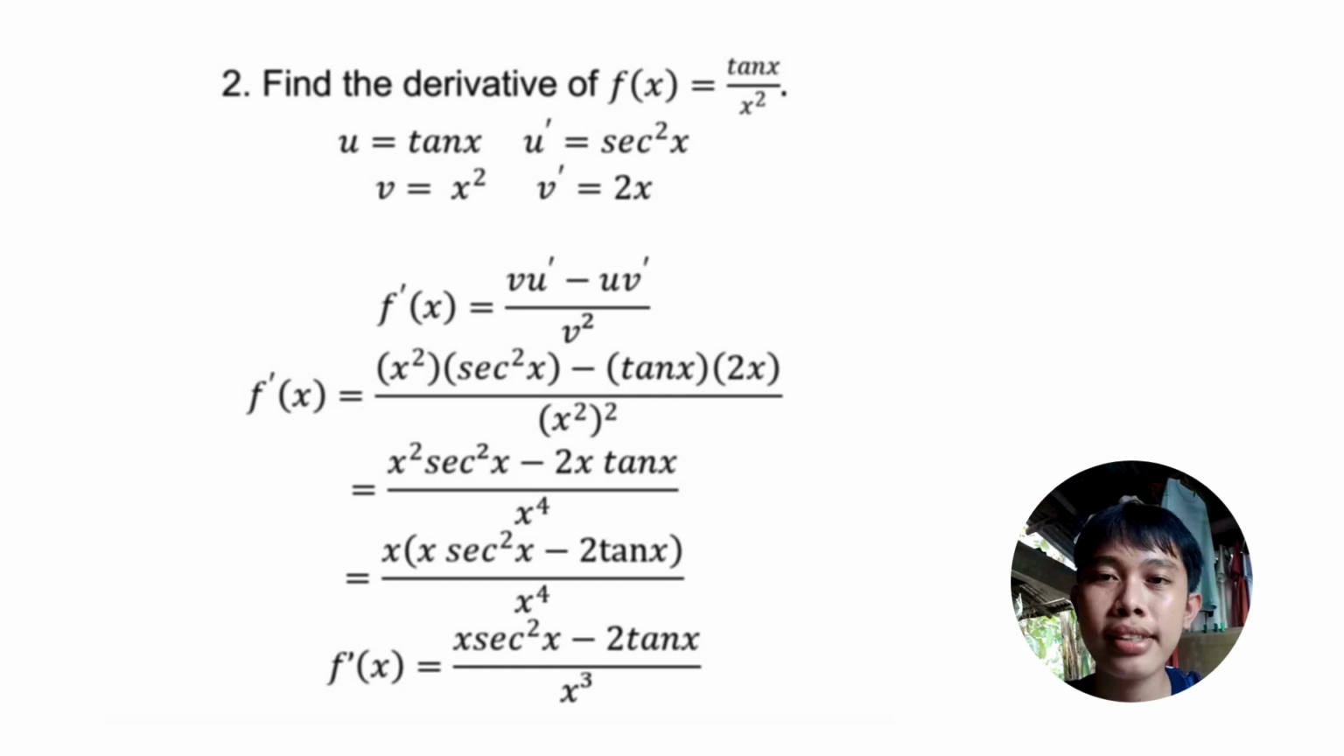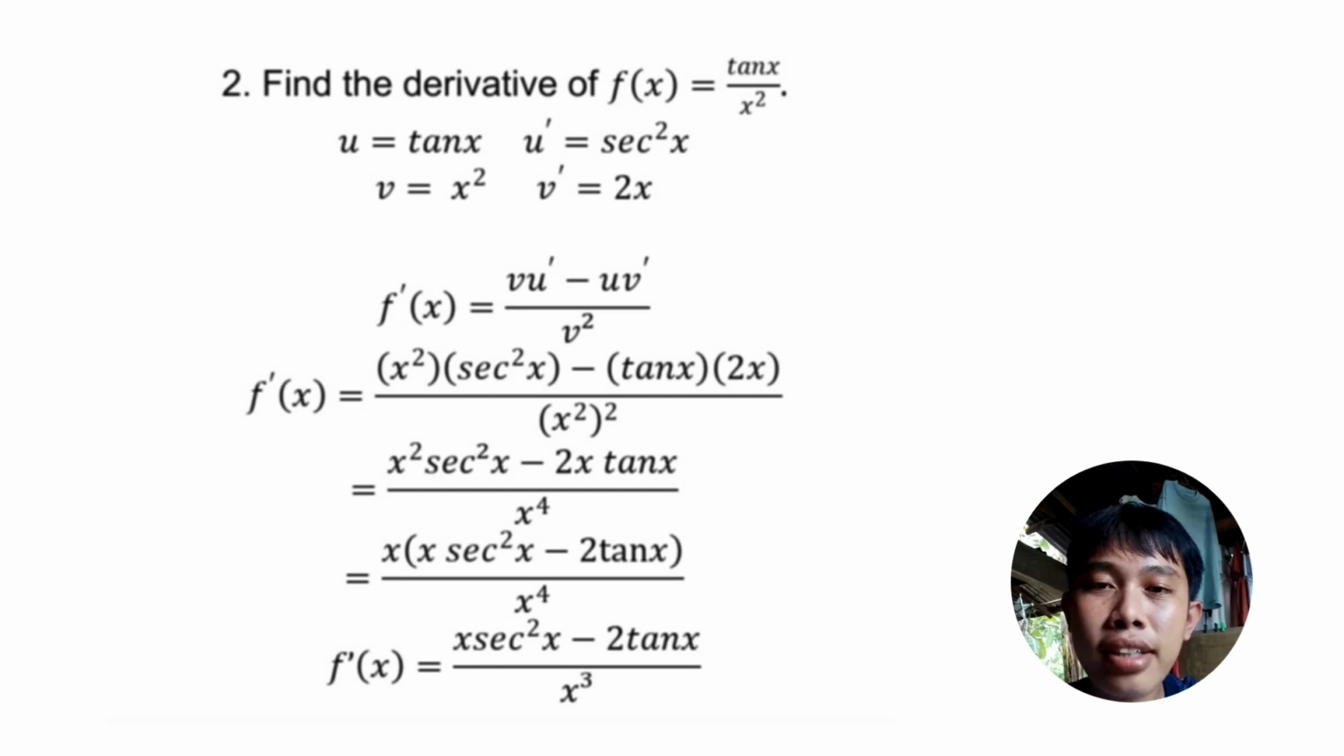So let's hop on the last example. Find the derivative of f of x is equal to tangent x over x squared. So our u of x is tangent x and our v of x is x squared. Then let's take the derivative of u and v. So u prime is equal to secant squared x, then v prime is equal to 2x. In u prime, we use the trigonometric identities in derivatives. So let's now proceed in using theorem 6 or the quotient rule.